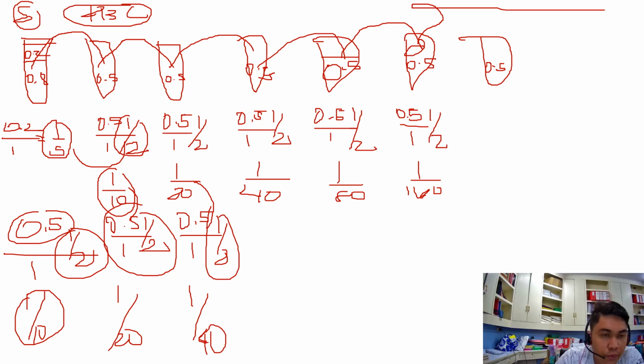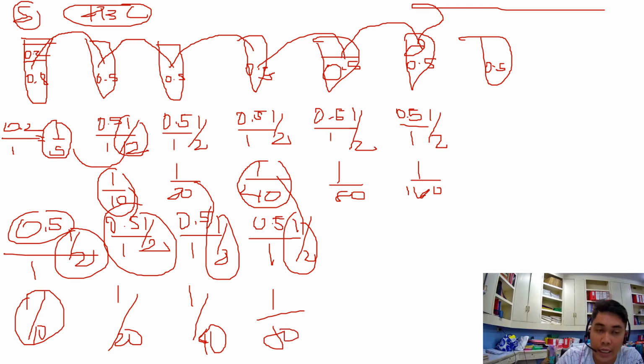Fourth tube, the remaining volume before you add RBC suspension is 0.5. Then you add RBC suspension, which is 0.5 ml, so the total volume is 1. So 1 is to 2 times the previous dilution, which is 1 is to 40. The dilution is 1 is to 80.